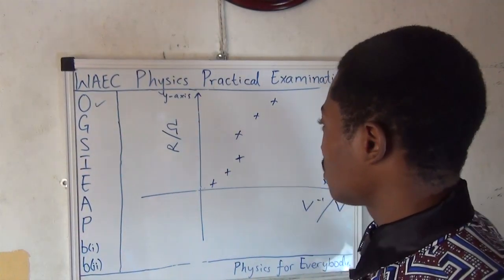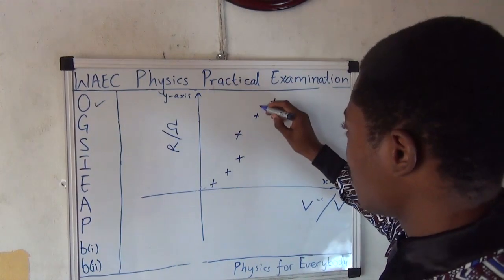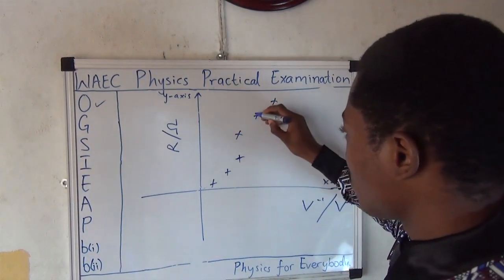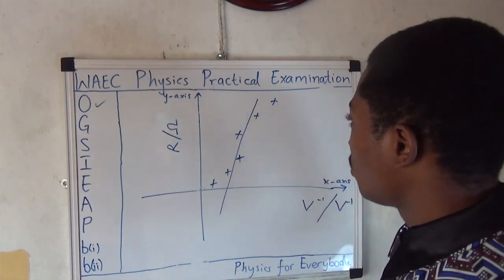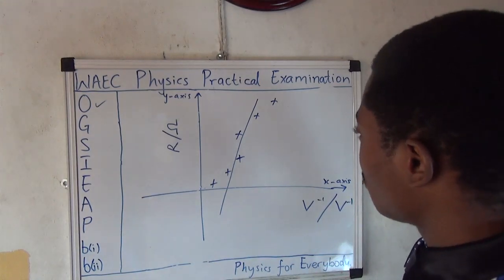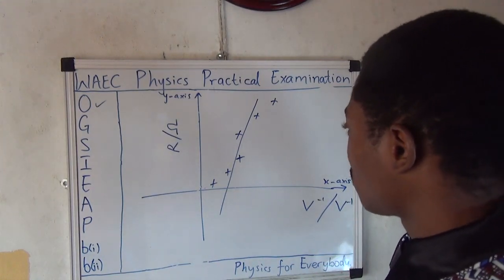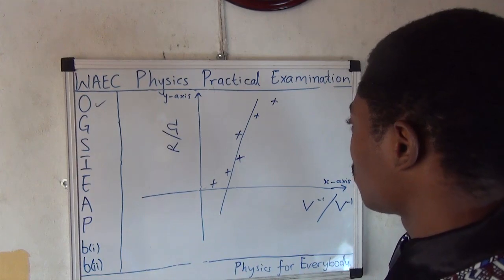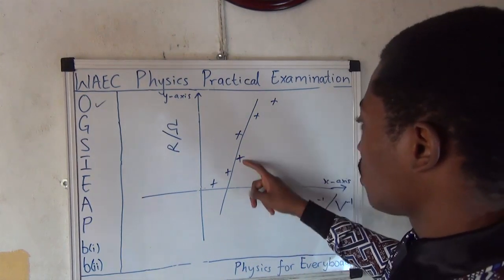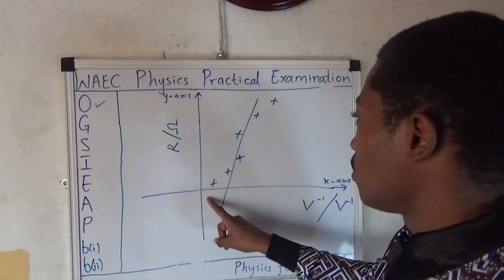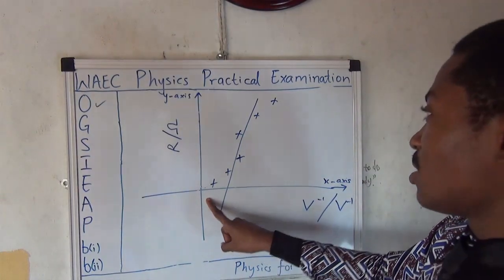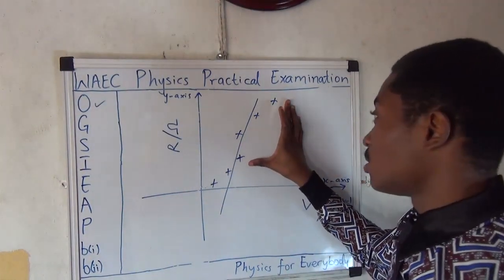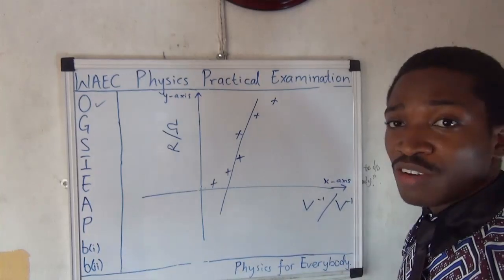In a situation like this, you could draw your line of best fit like this. Let me see. I think this will be good enough. No, it's not even good. Okay, still okay. 1, 2, 3 on the right, 1, 2, 3 on the left. You see, the points that are falling to the right are not just concentrated at one end. So this will be a good line of best fit.